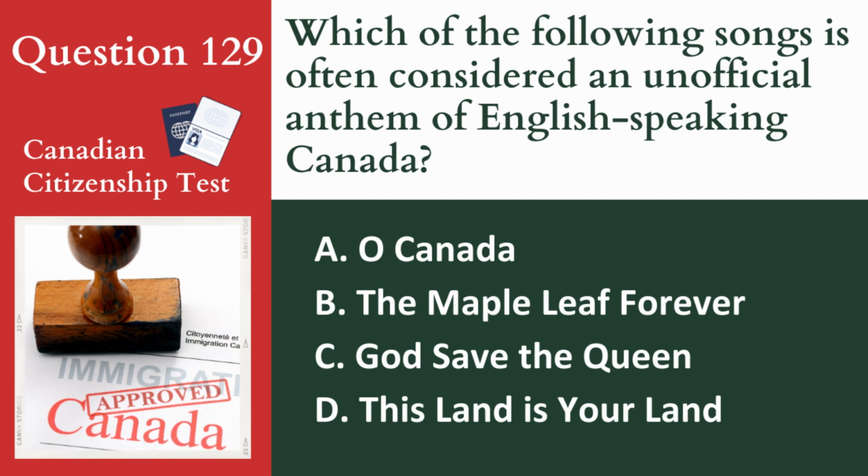Question 129. Which of the following songs is often considered an unofficial anthem of English-speaking Canada? A. O Canada. B. The Maple Leaf Forever. C. God Save the Queen. D. This Land is Your Land. Answer B. The Maple Leaf Forever. The Maple Leaf Forever is often regarded as an unofficial anthem in English-speaking Canada due to its historical significance.